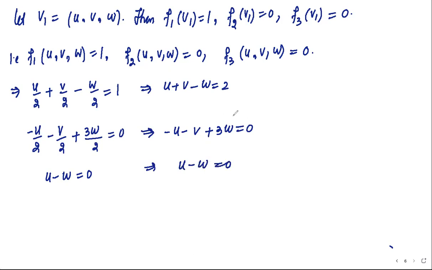We have to evaluate the values of u, v, and w so that we can find out this v1 equal to (u, v, w). Now these two equations together give us these two. Now adding these two, we get 2w is equal to 2. So these two give us w is equal to 1. So once we have w is equal to 1, and from this equation, we will immediately get u is equal to 1.